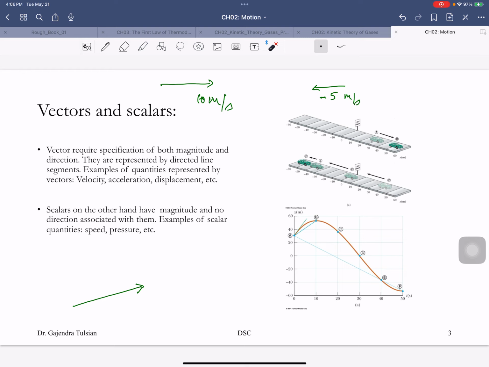Scalars are quantities that just have magnitude. They have only magnitude. Okay, and all you need is one number to represent them. Okay, so examples are speed, pressure, and so on. We will be talking about pressure quite a bit in biology. Okay, so quantities in physics are represented by vectors and scalars.